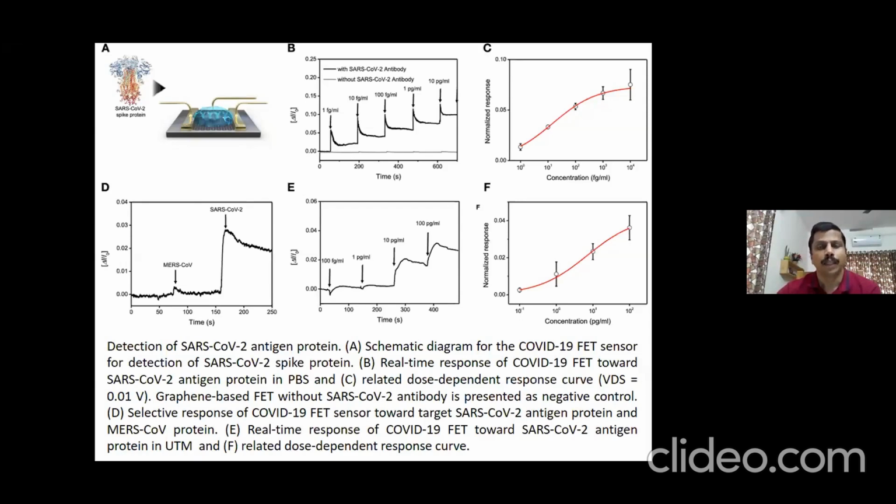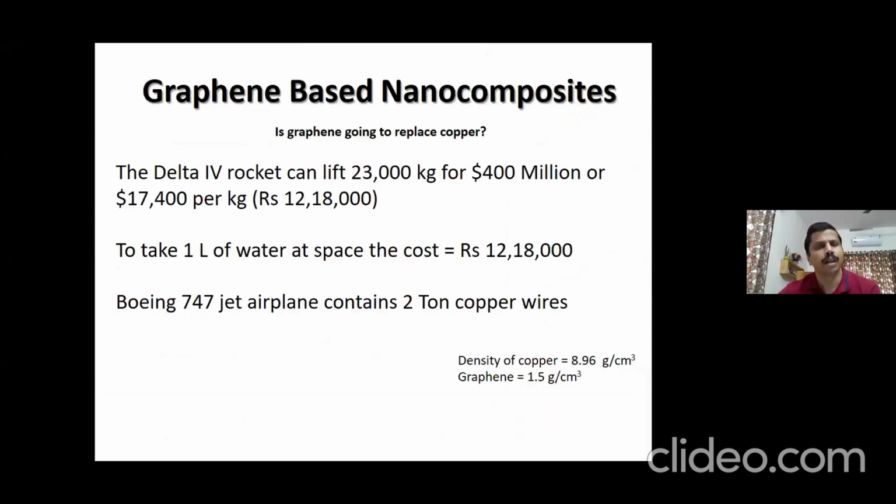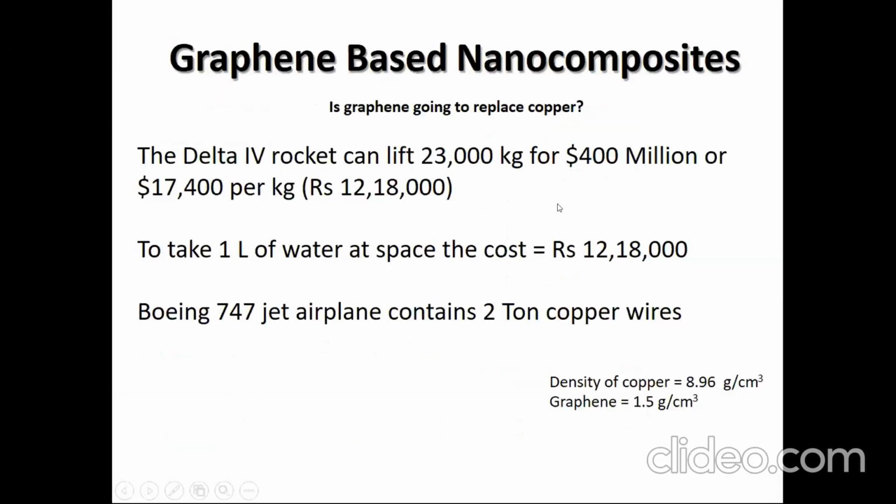Right? Then other than that, if you look at the composite side, graphene-based composites are also a very interesting area. And you can see one example of why we are going with graphene-based nanocomposites, right? Whether it can replace the copper. So that is also a question to be asked. So why are we going after a nanocomposite based on graphene? You can see that a Delta rocket can lift around 23,000 kilograms for about $400 million, right? So that means if you want to take 1 liter of water to space, the approximate cost would be around 12 lakh rupees. So it's a huge amount, right?